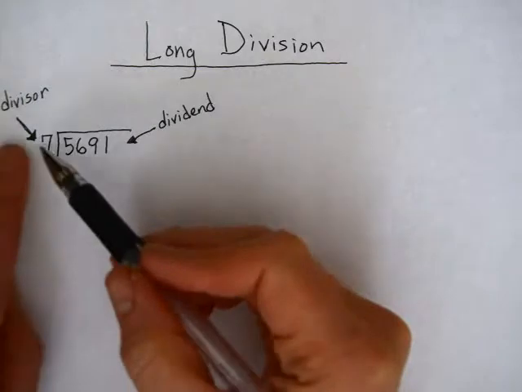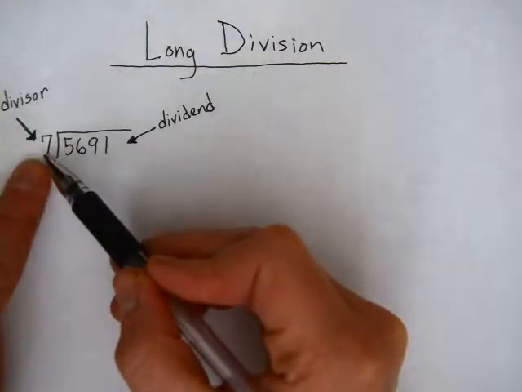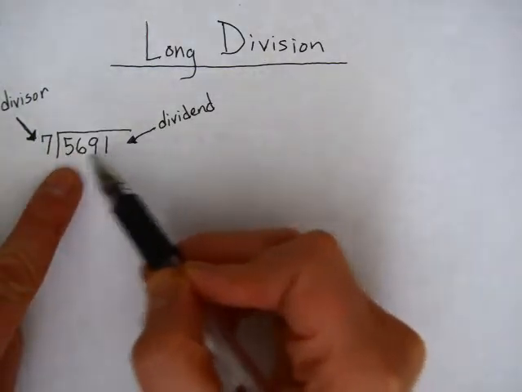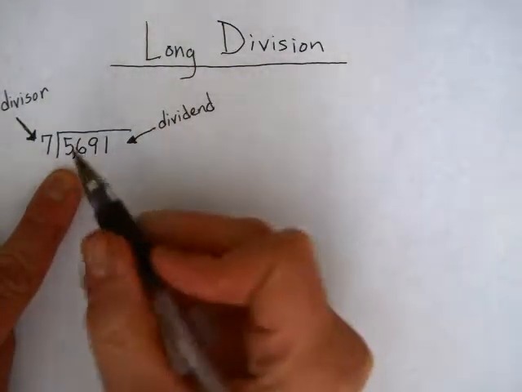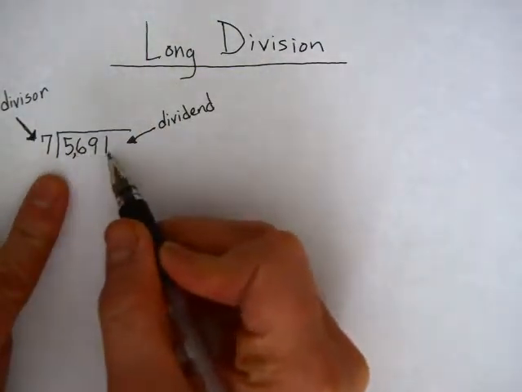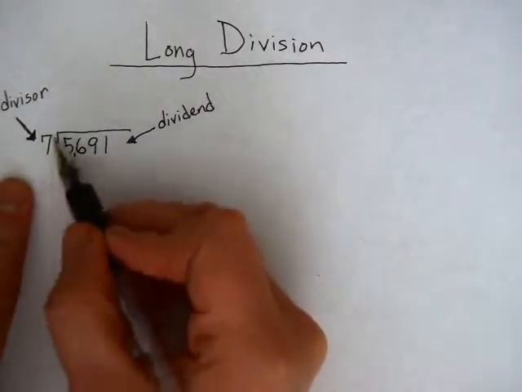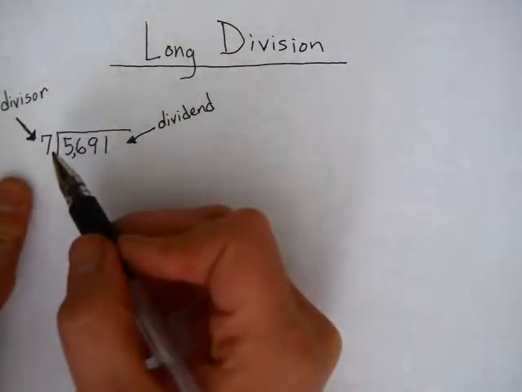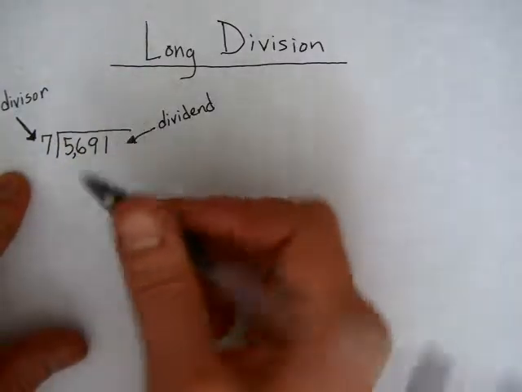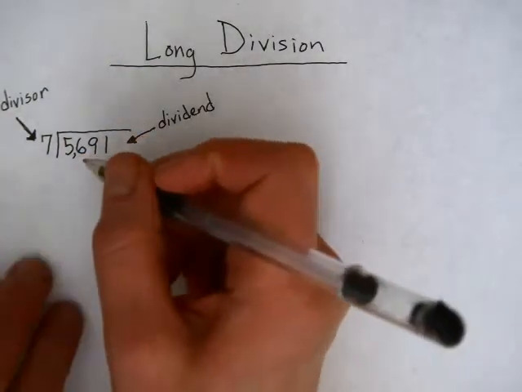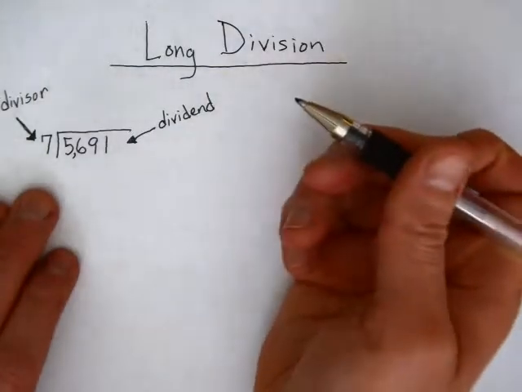Okay, so basically this is the number that we're dividing by, and this is the number that we're breaking up. So for this problem, we want to break up 5,691 in groups of 7. But that would be quite hard to do. It would take quite a lot of time if we did that without a method. So that's why we have long division.